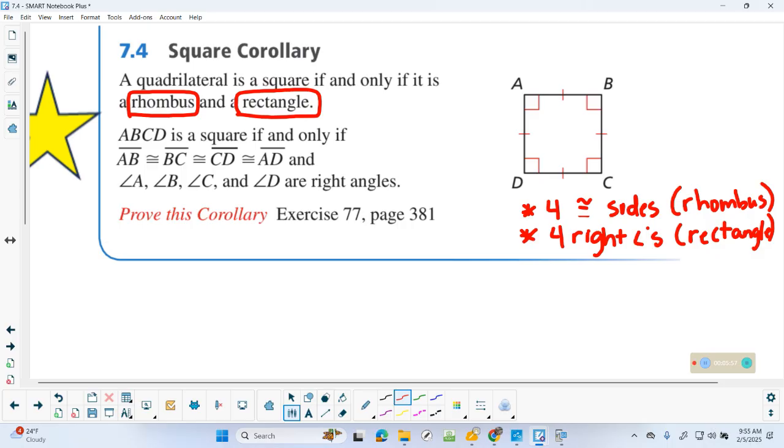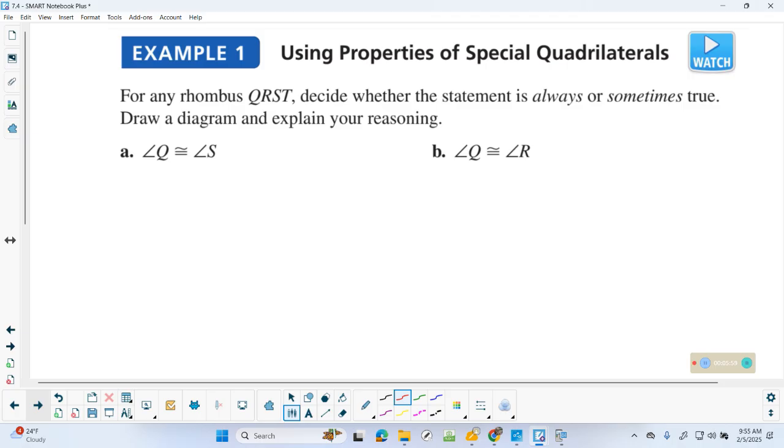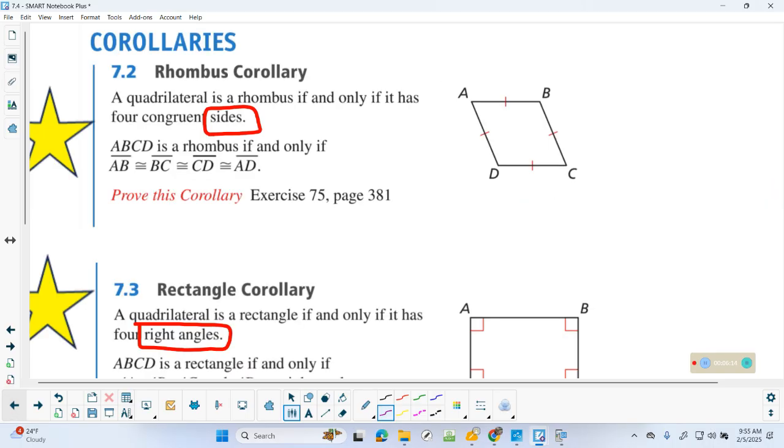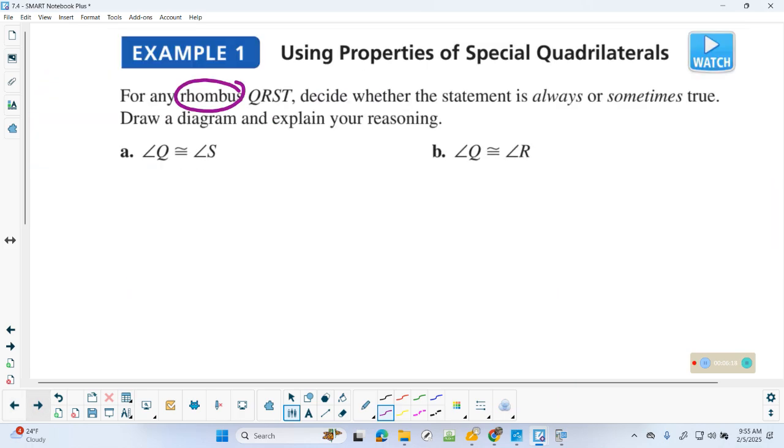Okay. Let's read this and see what we can figure out. For any rhombus QRST, decide whether always or sometimes, draw a diagram. Okay, I'm just going to draw the picture over here on the side. Now, of course, key, rhombus. Now, we know my artistic skills, or lack of them, shall we say. So I'm just going to kind of steal that picture for rhombus over there, kind of my pushed over square. I'm going to kind of draw it in the middle. That's not too bad. I'll take that. I'm kind of proud of that.